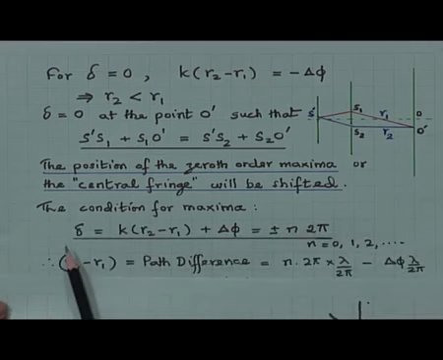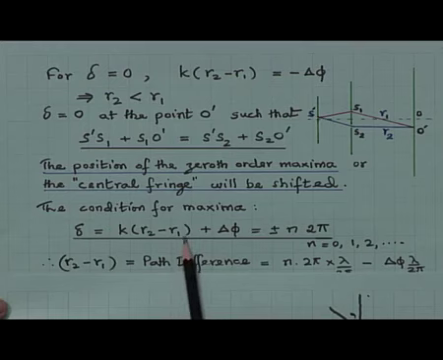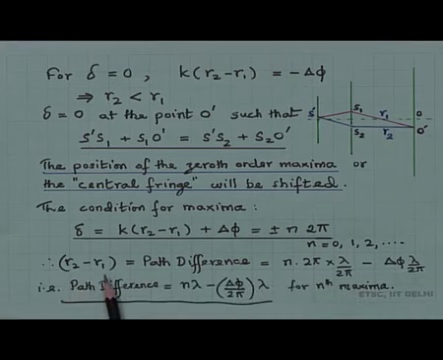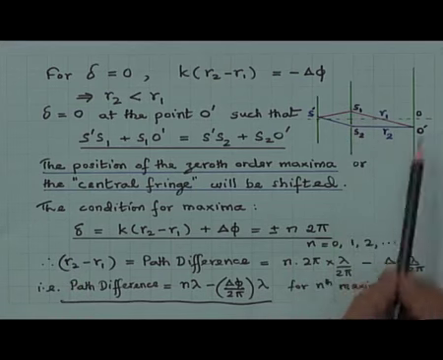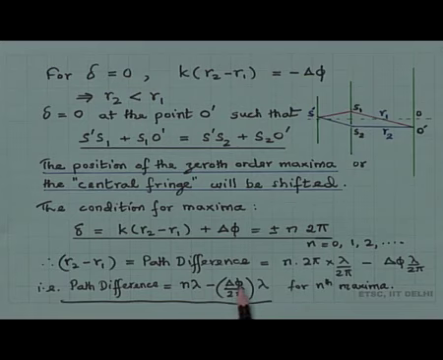Therefore, the condition for maxima is delta equal to k (r2 minus r1) plus delta phi equal to plus minus n times 2 pi, or r2 minus r1 is equal to the path difference. I have taken the delta phi to the other side, and we have divided by k everywhere, and k is 2 pi by lambda, therefore lambda by 2 pi is here. So, n times 2 pi divided by k minus delta phi divided by k. We have the new condition now that the path difference r2 minus r1 is equal to n lambda minus delta phi by 2 pi into lambda for the nth maxima. There is an extra term now because of the finite delta phi.